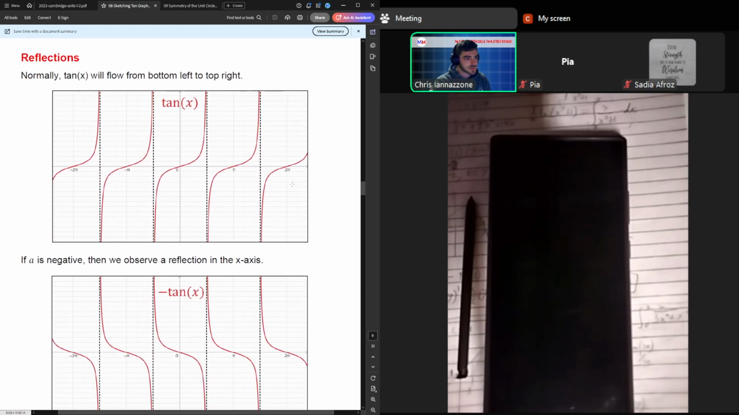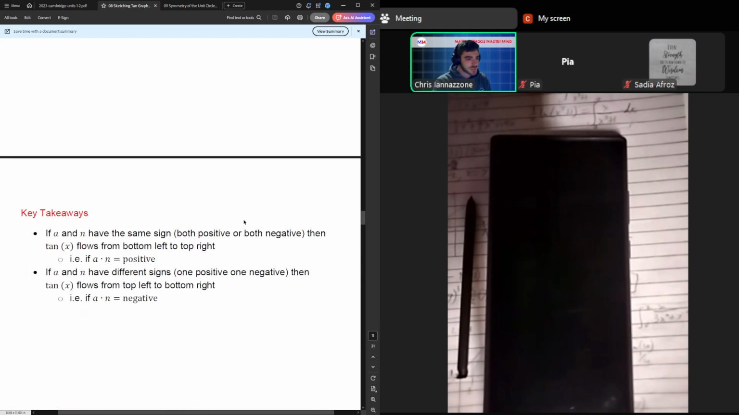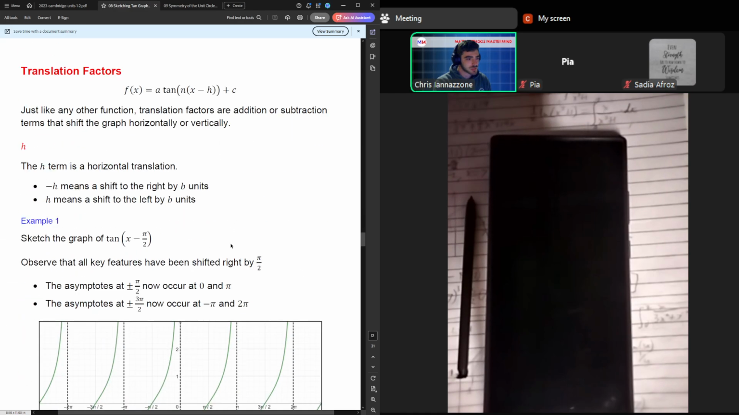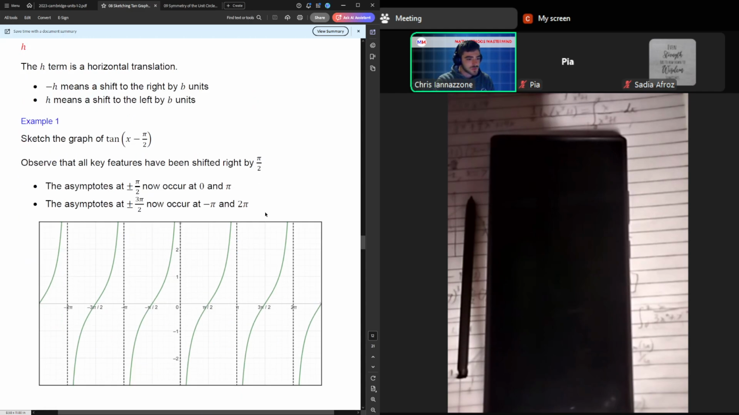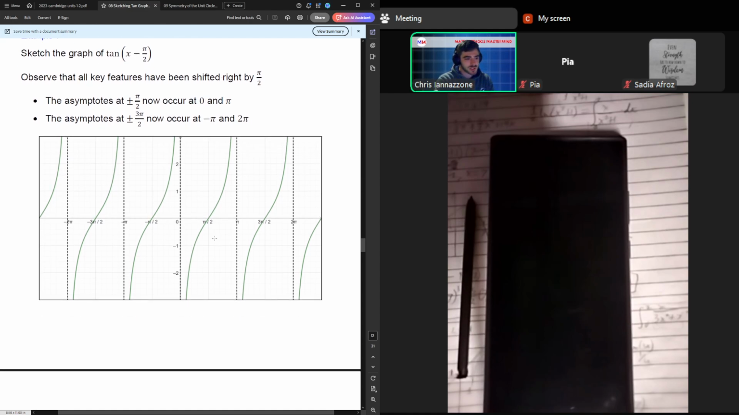I've already talked about these reflections. Yeah, works the exact same way as a cubic does. So, translations. Horizontal translations shift everything right or left. So, in this case here, you have to shift right by pi over 2. So instead of having asymptotes at plus minus pi over 2 like it normally would, they're now going to occur at 0 and pi. Horizontal translations tend to make the graph look nastier than it otherwise would have.